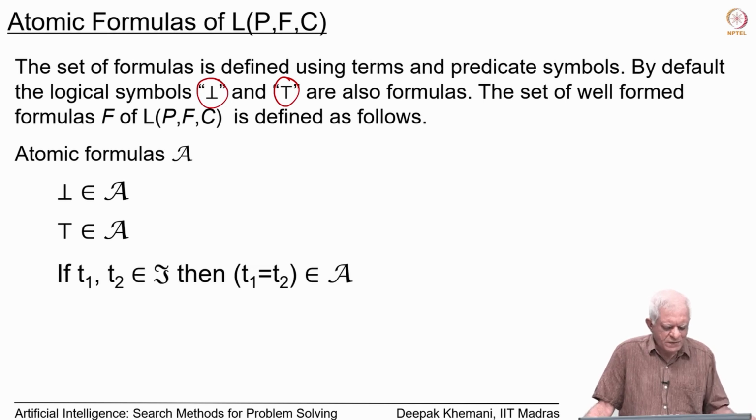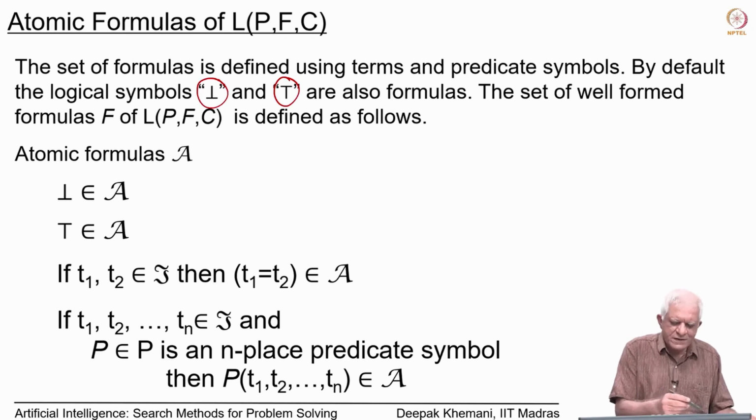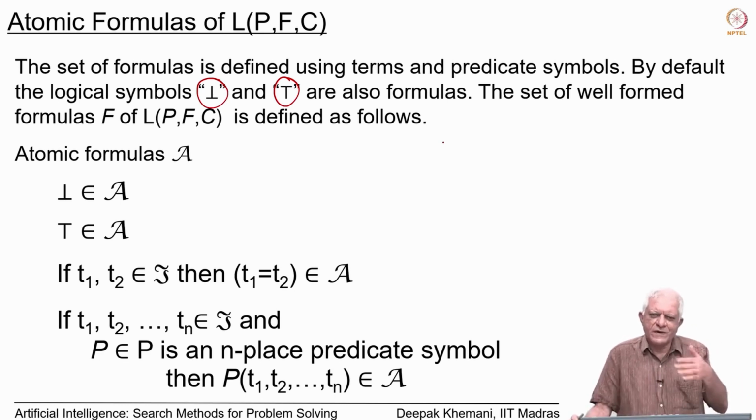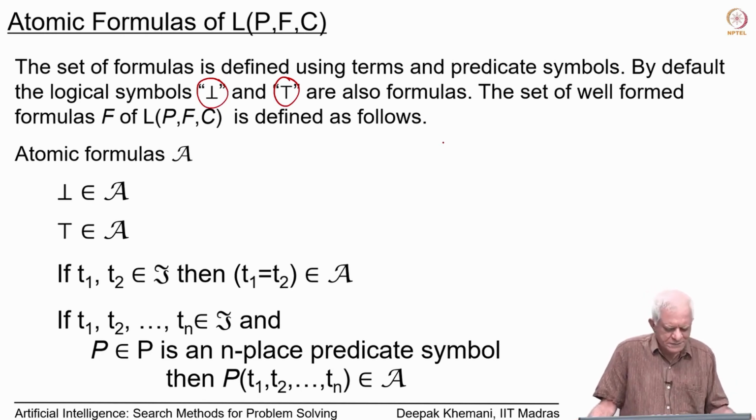So, bottom and top are atomic formulas, and we have a notion of a term. A term basically stands for an element in the domain. So if there is a domain we are talking about, and you have some element, it can be either a variable, or a constant, or an output of a function. Output in the sense it can be denoted by a function. So, sum of 2 and 5, for example, denotes a term. So, a term is basically an element of the domain.